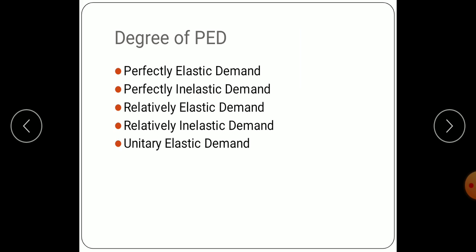Here we discussed the introduction to elasticity of demand and price elasticity of demand. In the next class, let us discuss in depth the degrees or types of price elasticity of demand.